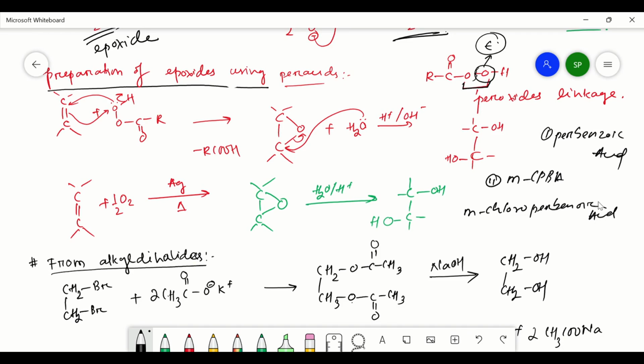In this peracid, this oxygen is electrophilic oxygen. So the double bond attacks this oxygen and the lone pair of oxygen attacks the carbon atom. There will be formation of epoxide. And then water attacks one of the carbon atoms. Now, with hydrolysis, this forms trans diols. Another method for the preparation of epoxide is reacting with oxygen in presence of silver with heat. This also produces epoxide.